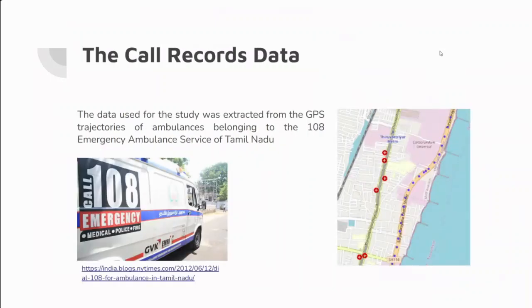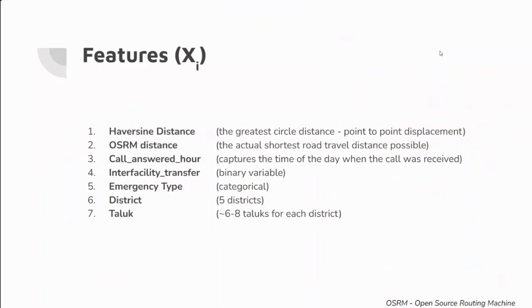We obtain the data for this analysis from the 108 Emergency Ambulance Service of Tamil Nadu, from the call records of September 2021. As seen in the image on the right, this dataset consists of GPS trajectories, which are nothing but discrete points with their timestamp and location. We refine this data and extract the incident location and the starting and end location of the ambulance to get a dataset of 7 features as seen on the screen.